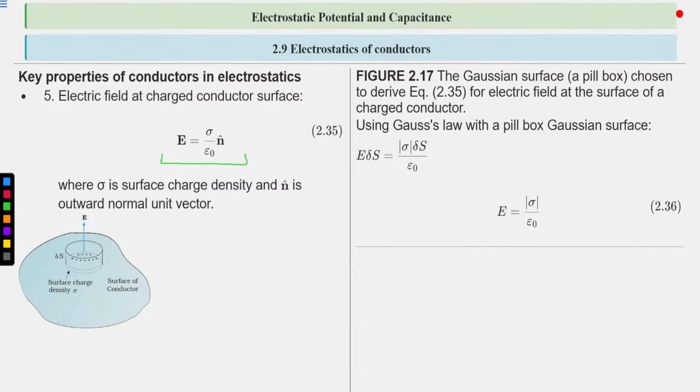Why did we apply the modulus here? Because sigma can be negative if there are negative charges here, so the electric field direction will be reversed. The electric field will be in the inward direction if there is negative charge. Okay.